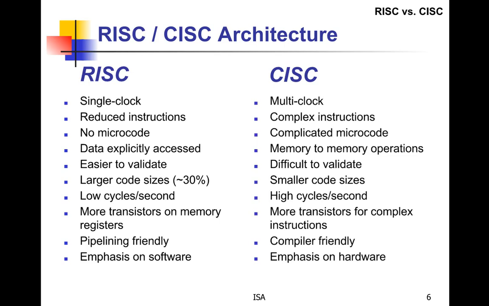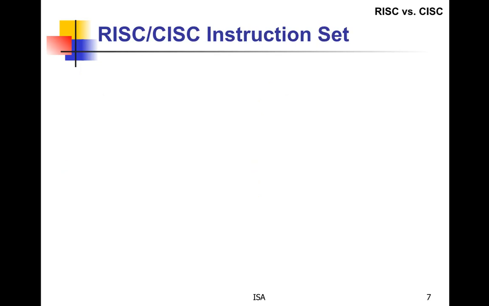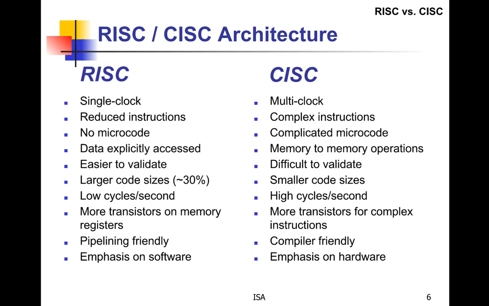So let's look at the complex instruction set. It has multiple clocks. It has complicated instructions, complicated microcode, memory-to-memory options. It's difficult to validate, has smaller code sizes, higher cycles per second, and more transistors for complex instructions. And it's compiler friendly. In other words, the compiler doesn't have to be quite so smart, but the emphasis on this kind of instruction set is on the hardware.